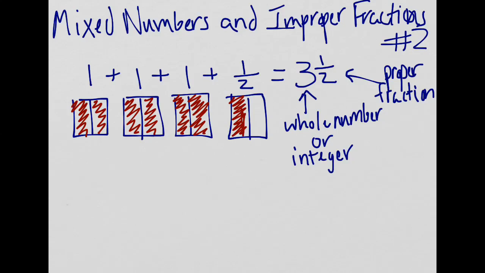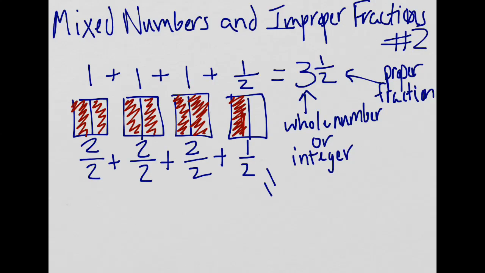Now I could also view these different squares as fractions being one whole, which is 2 over 2, 2 over 2, 2 over 2, and 1 over 2. Now if I add these fractions, the denominator, or the bottom part of the fraction, stays the same, and the numerator becomes 2, 4, 6, 7 over 2.